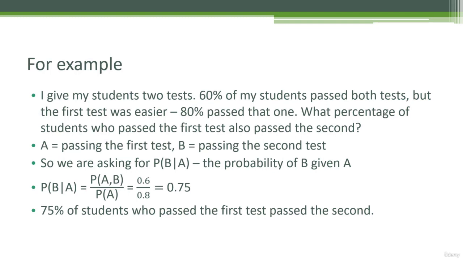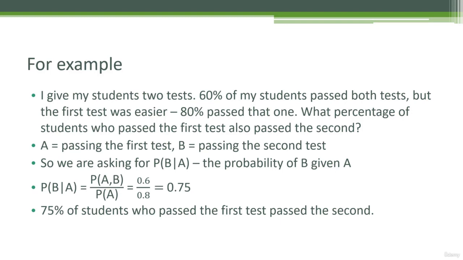So 60% of the students passed both tests, so P(A, B) is 60%. The first test was easier, 80% passed that test, so P(A) is 80%. So now how do I figure out the percentage of students who passed the first test who also passed the second? So what's the probability of passing my second test given that you passed the first test? That's conditional probability. So we're asking for P(B | A), the conditional probability of passing test 2, given that you passed test 1.